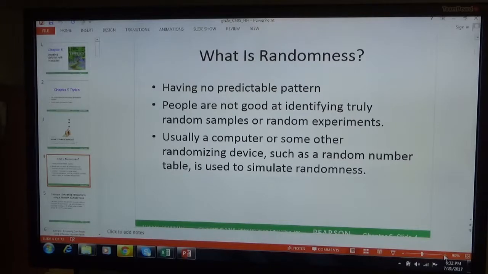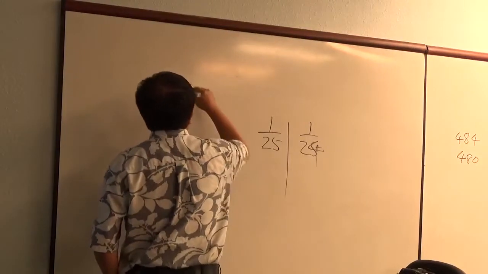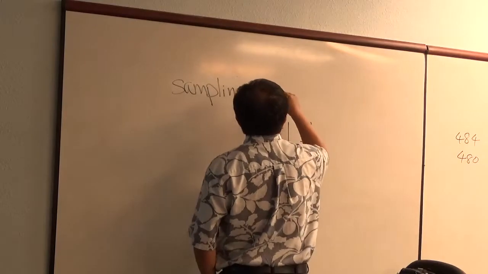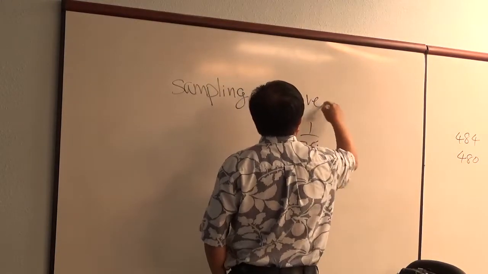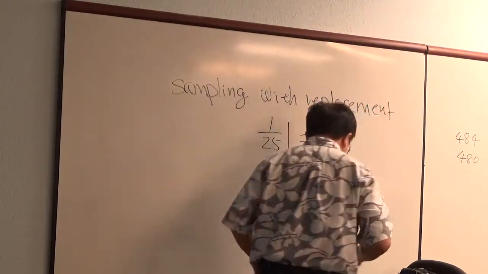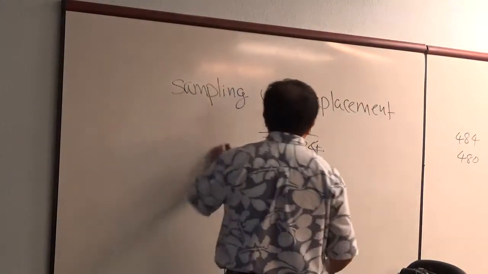So once I select the first student, the first student has the chance of 1 out of 25. The second student actually depends. Depends on what? Depends on whether this is sampling with replacement, or the second one, sampling without replacement. It's not in the book here.